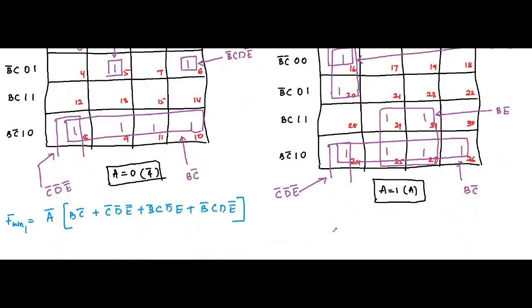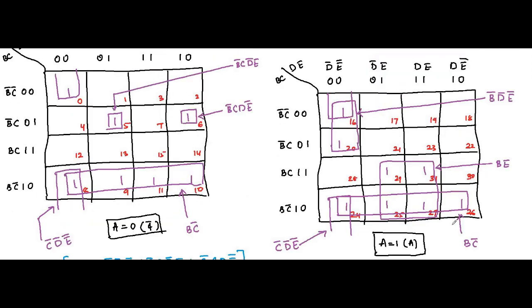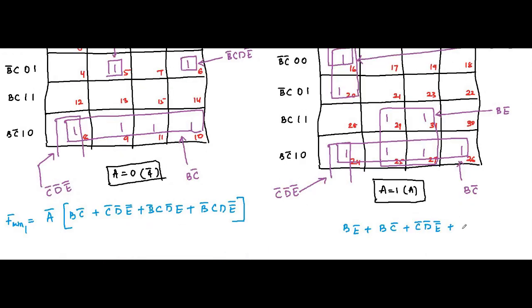Then for the second K-map, it is B E, or B C bar, or C bar D bar E bar, or B bar D bar E. Okay, B bar D bar E. This we have to AND with A. This gives the minimized Boolean expression for the second K-map.